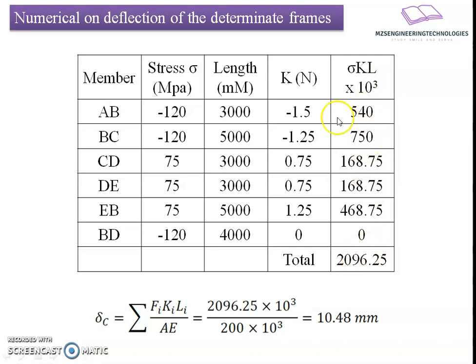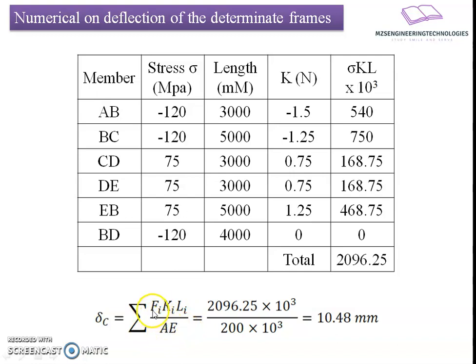That 10 raised to 3 I have taken common, and the terms which remain outside I have put here in tabular format. So the product of first column, first row is minus 120 multiplied by 3000 multiplied by minus 1.5, resulting in 540. Then 750, second one 750, 168.75, 168.75, 468.75, and summation of all these values comes to be 2096.25. Okay, if I want to find out the deflection at point C, we are going to say the summation of F_i K_i L_i divided by AE.